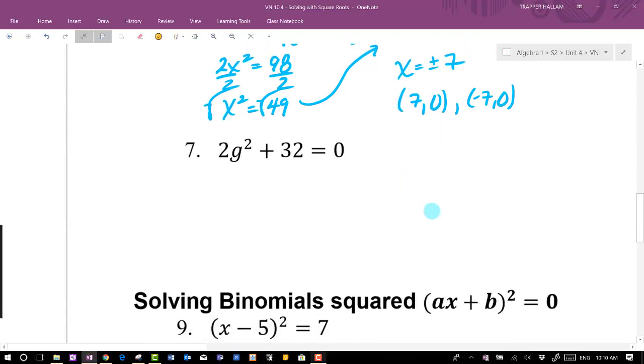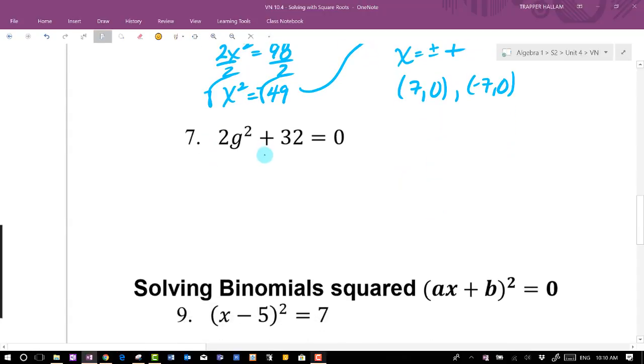All right, let's do that again. Let's go ahead and subtract 32 from both sides. We get 2g squared equals negative 32, and you're freaking out because there's a negative. That's okay. Don't let it get to you. We know how to deal with negatives and radicals now. All right, we're going to divide by 2 on both sides. G squared is going to be equal to negative 16.